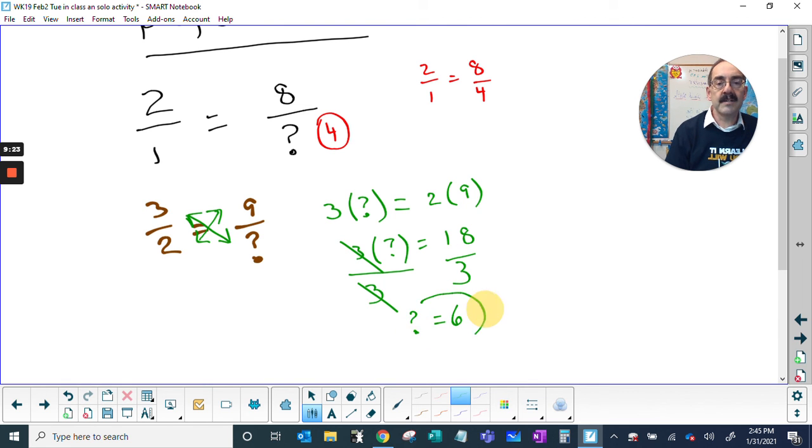All right? So this is the type of math we're going to be doing this week. 3 goes to 2 as 9 goes to 6. See that? Multiply by 3, multiply by 3. This had a scale factor of 1 to 3.